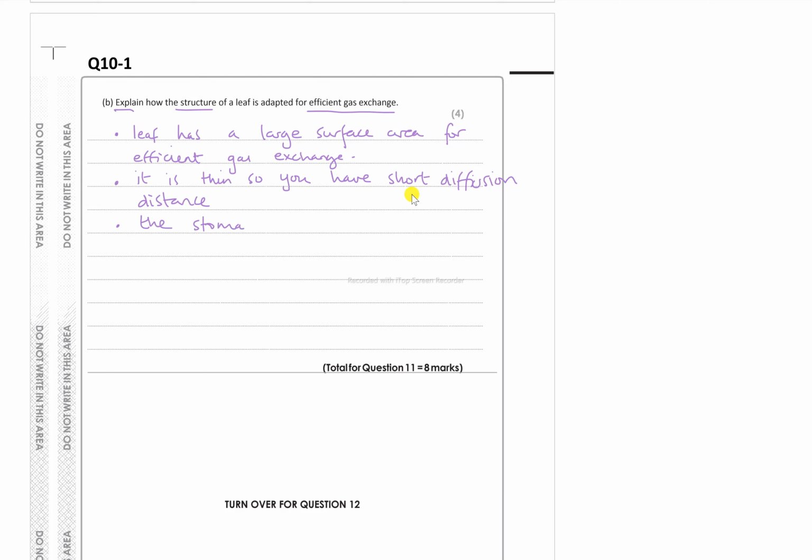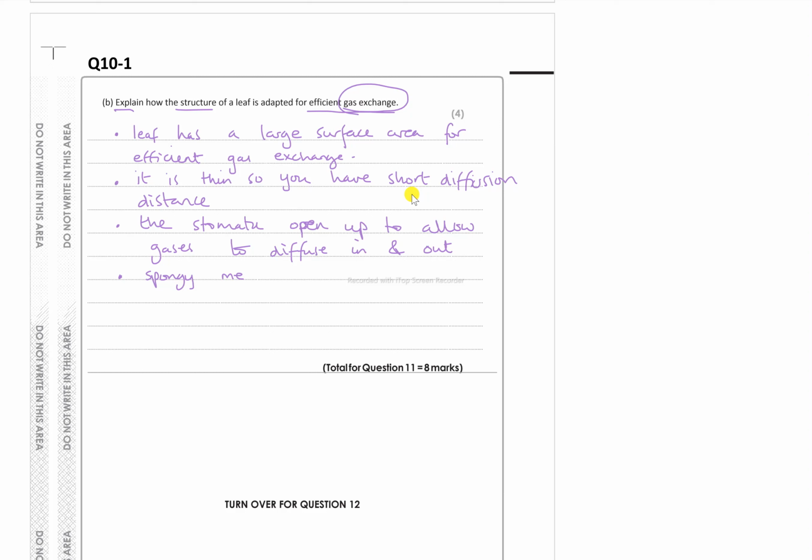The stomata or the pores open up to allow gases to diffuse in and out. Yeah, you have the spongy mesophyll, so it's talking about gas exchange, not photosynthesis or anything else.